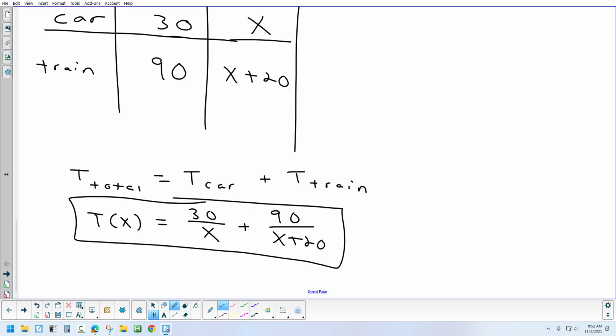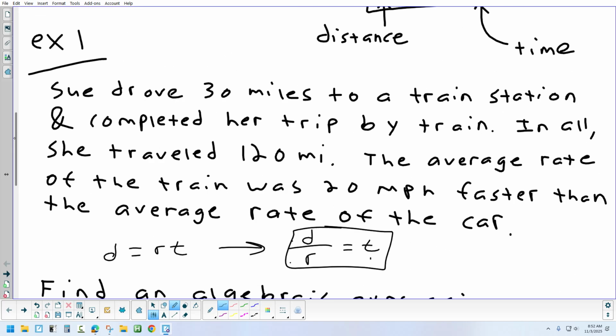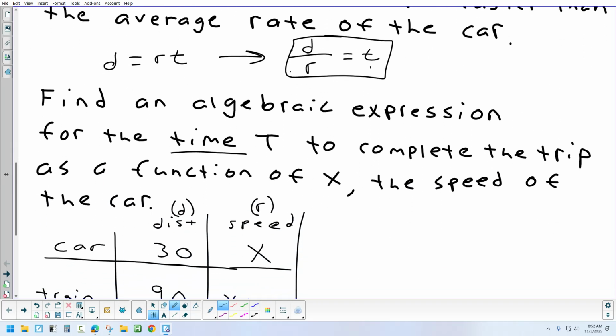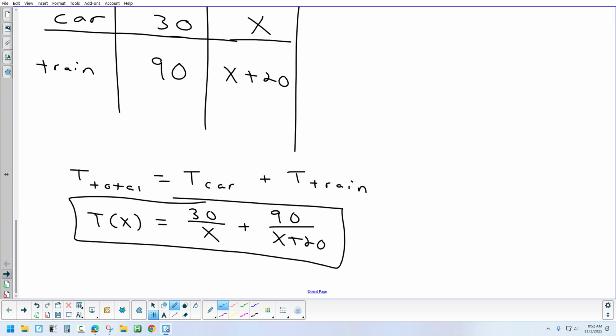Any questions about how we got the time of the car, the time of the train, or why we had to add the two times together to get the total time for the trip? In example one, that's all they want us to do. We actually found an equation, not an expression, and that's it. So we're done with example one.